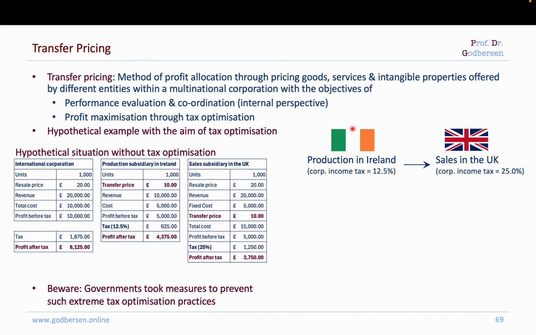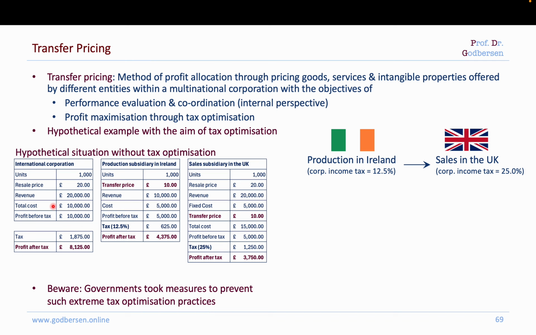Let's assume we're producing in the Republic of Ireland, where we have an income tax of 12.5%. Our sales happen in the United Kingdom with a corporate income tax of 25%. Now let's have an example with actual numbers. We're producing 1,000 units of a product. At the end, we're selling our product for £20. That means we have a revenue, 1,000 times 20, of £20,000.